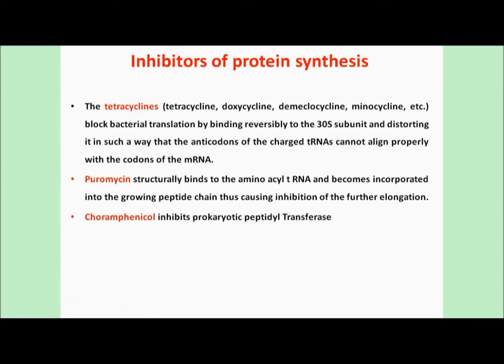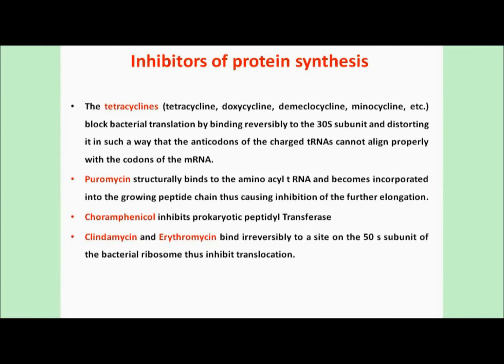The next class of drug is chloramphenicol, which inhibits the prokaryotic peptidyl transferase. Moreover, we have drugs like clindamycin and erythromycin, which bind irreversibly to the 50S subunit of the bacterial ribosome, thus inhibiting translocation. Moreover, we have the diphtheria toxin, which inactivates the eukaryotic elongation factor, thus it prevents the translocation.